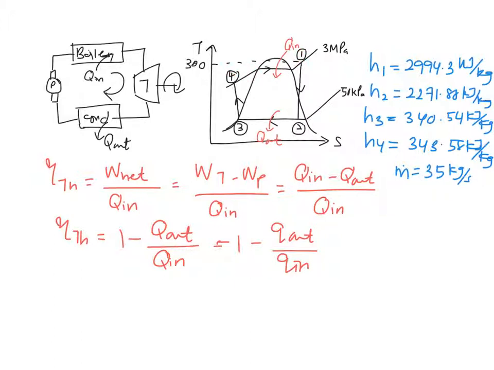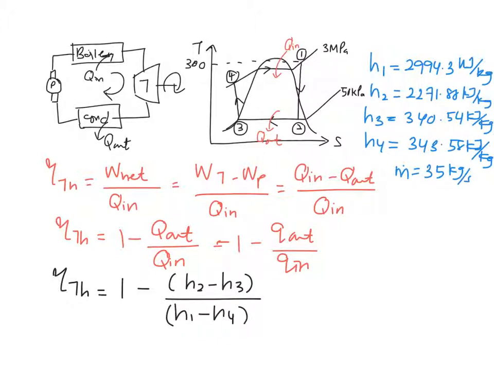So we rewrite this one. Now your eta thermal is equal to 1 minus your Q out, which is between H2 minus your H3, over your Q in, which is between H1 minus your H4. So finally you will get, not to forget, you need to times 100 because we are talking about percentage here, okay. You will get about 27.1% for the thermal cycle efficiency. So let's look at your work net.